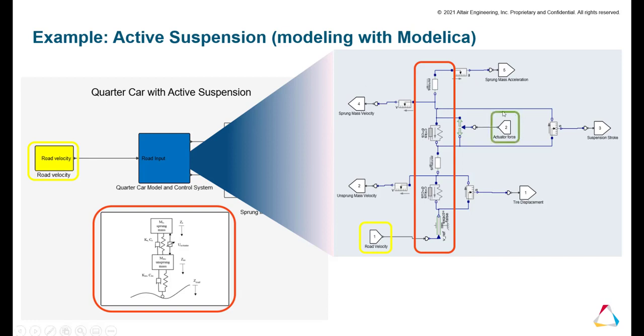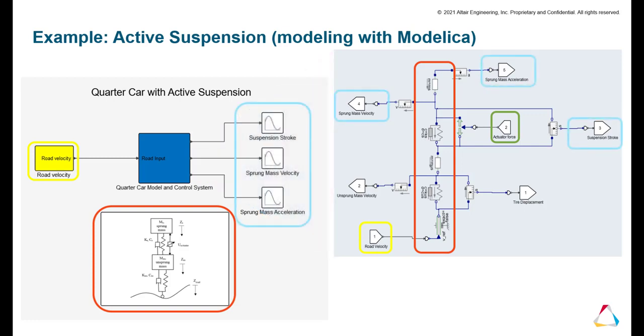Our actuator force, which is the signal coming in and acting on the upper suspension, the sprung spring and damper, which is our control force. And that makes it an active suspension rather than a passive one. And then we're measuring these 3 things, our suspension stroke, our sprung mass velocity, and our sprung mass acceleration.